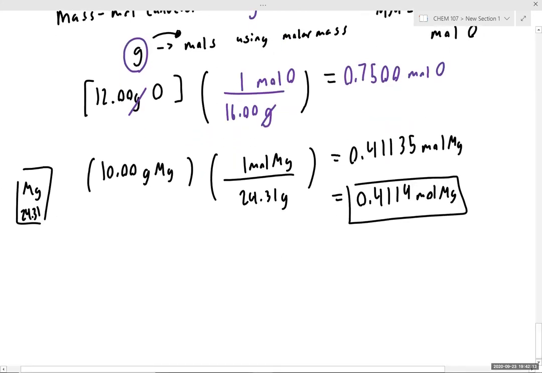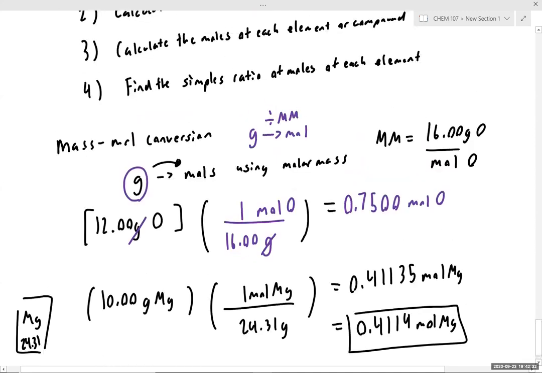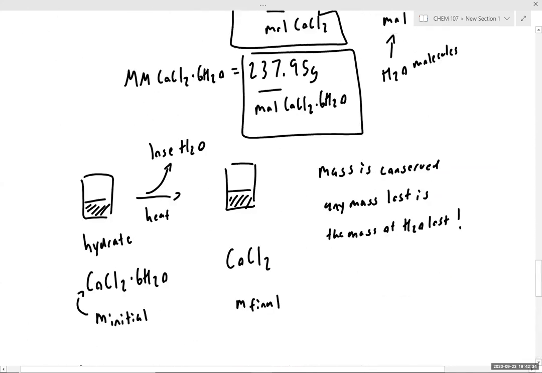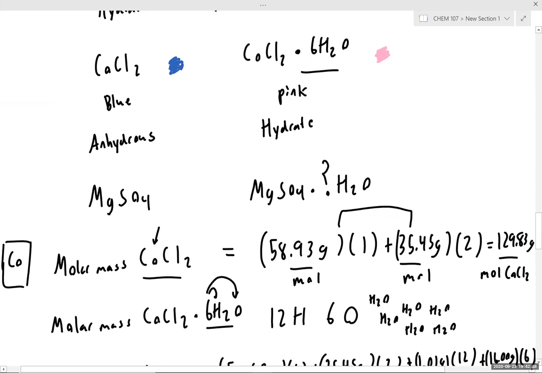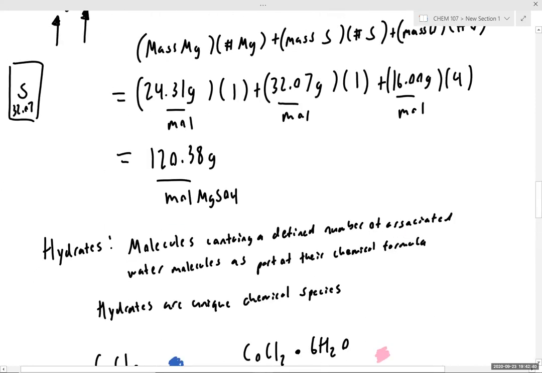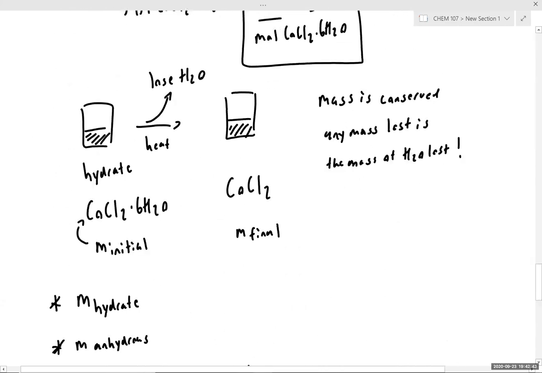You may want to reference these calculations that I've shown you, and I have similar versions on the Canvas page. Now let's look at an example where we're dealing with a molecule. So remember how we talked about magnesium sulfate, and we said all the way at the beginning that we calculated its molar mass to be 120.38.